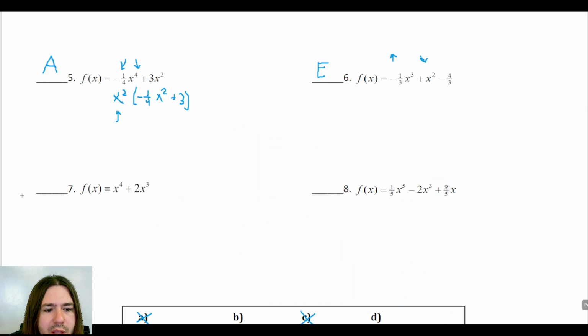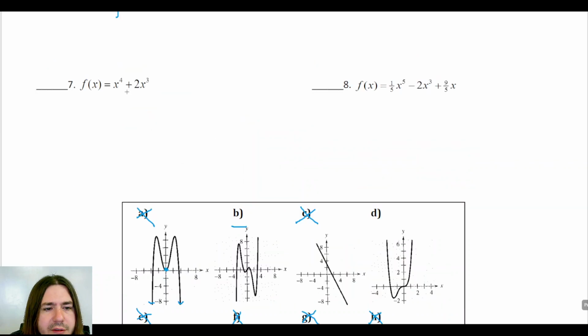Number 7 here is a quartic. So we know it's got a positive leading coefficient, so it's going to be up, up. That kind of gives it away here. But this one's factorable, so let's go ahead and factor it. X cubed is the GCF. And so we've got x to the 4th, oh, not x to the 4th, my bad.